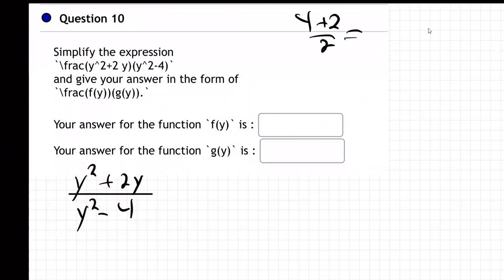Like if you had 4 plus 2 over 2, that's really 6 over 2. That's really 3. If you cancel those, now it's 4. See, that's just not right. You can't cancel added items. If they're multiplied, then it's okay.